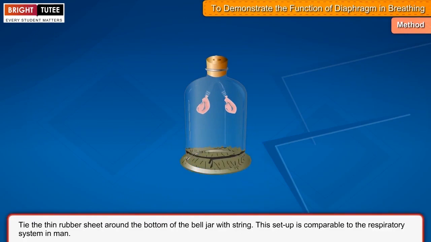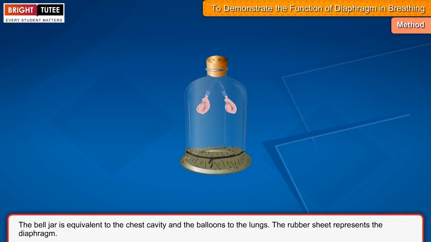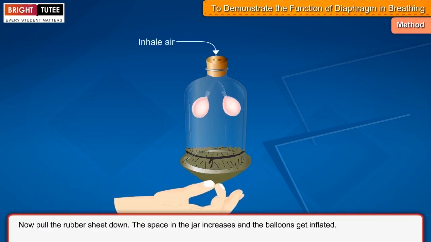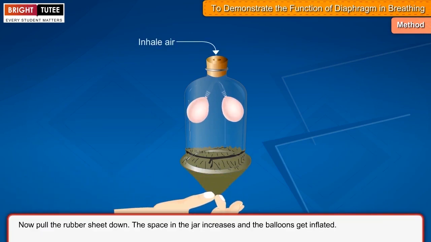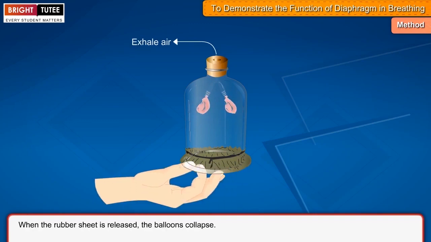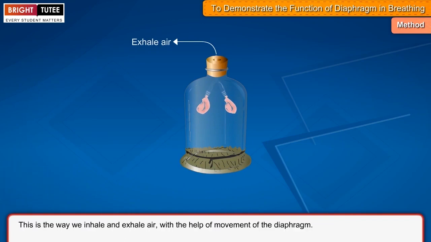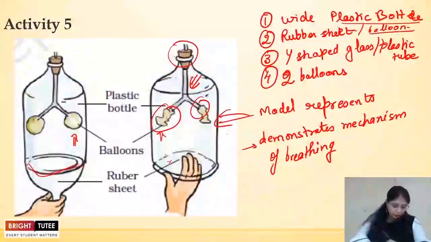This setup is comparable to the respiratory system in man. The bell jar is equivalent to the chest cavity and the balloons to the lungs. The rubber sheet represents the diaphragm. Now pull the rubber sheet down. The space in the jar increases and the balloons get inflated. When the rubber sheet is released, the balloons collapse. This is the way we inhale and exhale air with the help of movement of the diaphragm. So I hope, students, you were able to understand the mechanism of breathing.